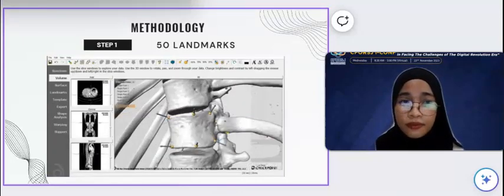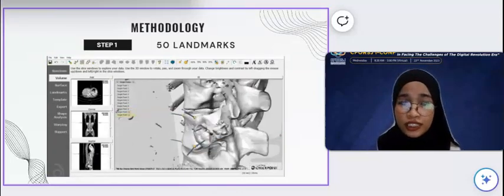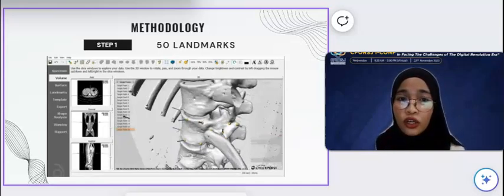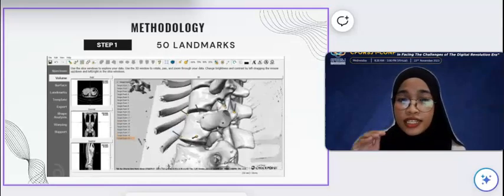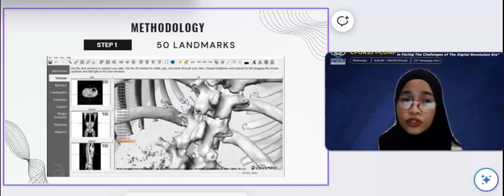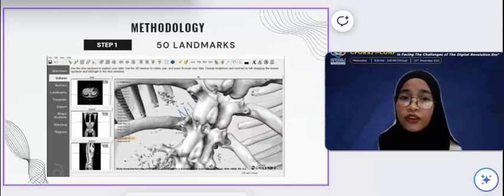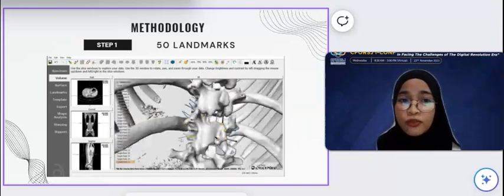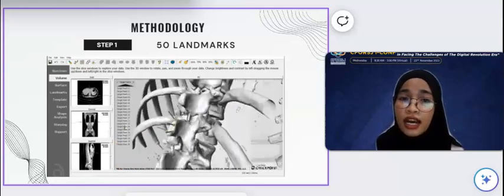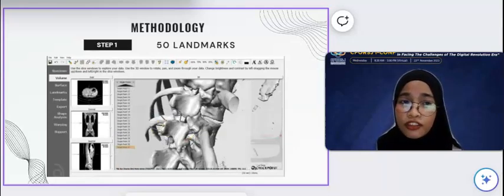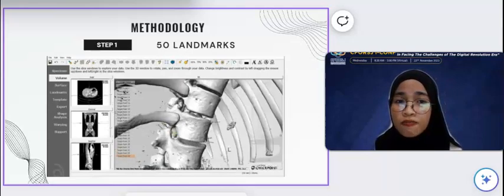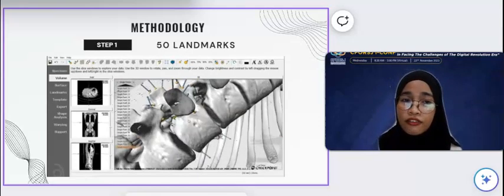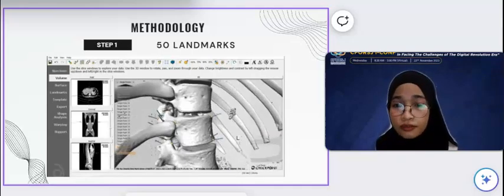So, the first step of the methodology is we need to put 50 landmarks on the CT scan of the T12, and as you can see in this video, it shows how we put the landmarks on each part of the T12 vertebra. Landmarks on the T12 in geometric morphometric analysis are likely used to capture and quantify shape variations in this specific skeletal element. These landmarks serve as reference points on the vertebra.